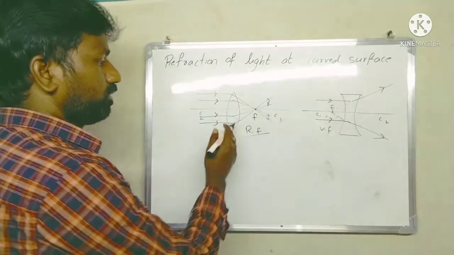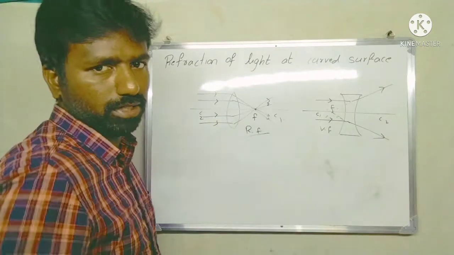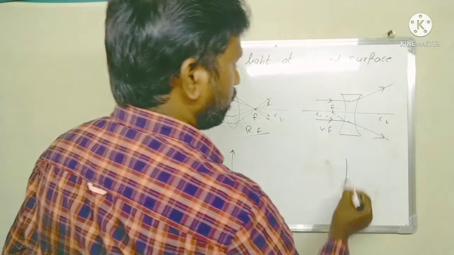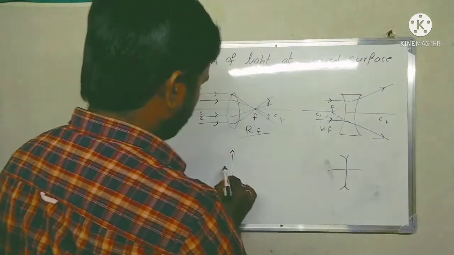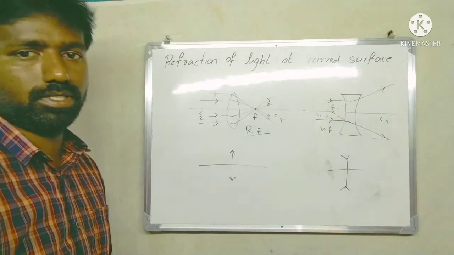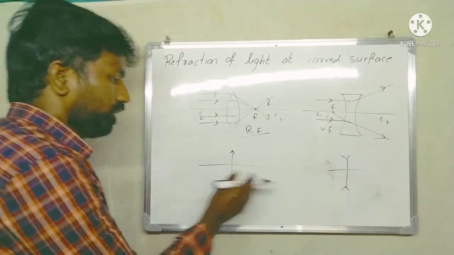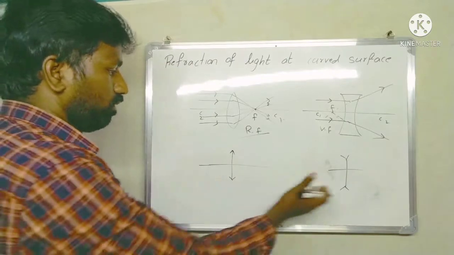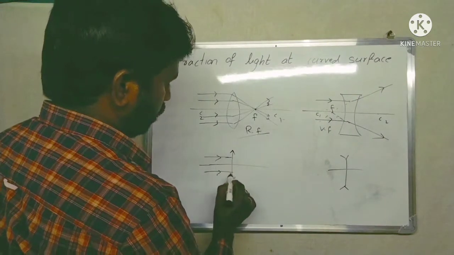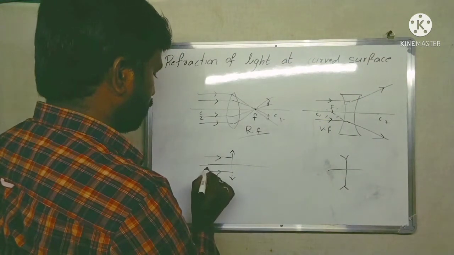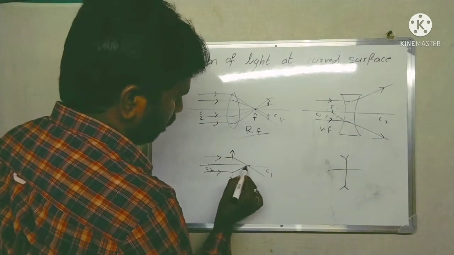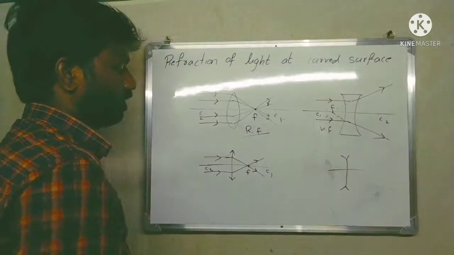Now for this diagram, the convex lens and concave lens, we can go another way also. This is the symbol of the convex lens, and this is the symbol of the concave lens. This is the principal axis. Sometimes we use the symbol of the lens, because it is easy to draw ray diagrams using symbols. Incident rays are parallel to each other. For example, this is C2 and this is C1. All the refracted rays pass through this point, which is the focus.